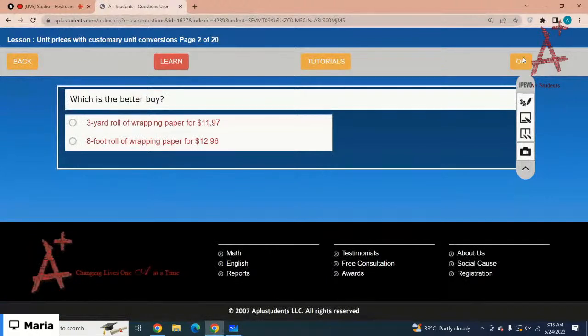Okay, which is the better buy? A 3-yard roll of wrapping paper for 11.97 or an 8-foot roll of wrapping paper for 12.96. So you need to see which is the better buy. Basically, here you have to convert from yards to feet. You need to see the relationship between yards and feet. So 1 yard equals 3 feet. Note these conversions and then learn them.